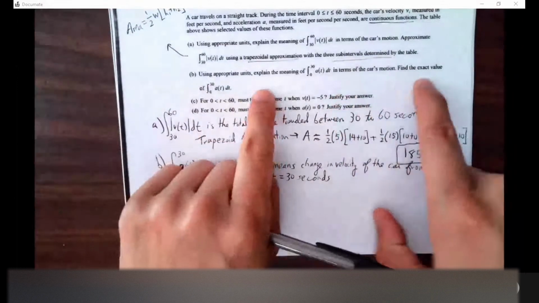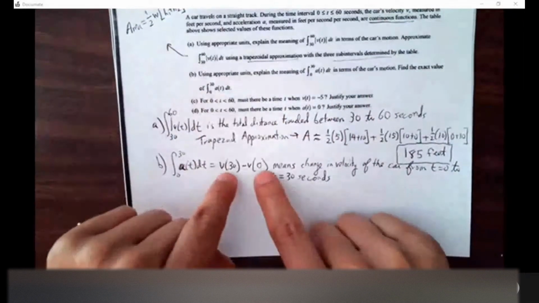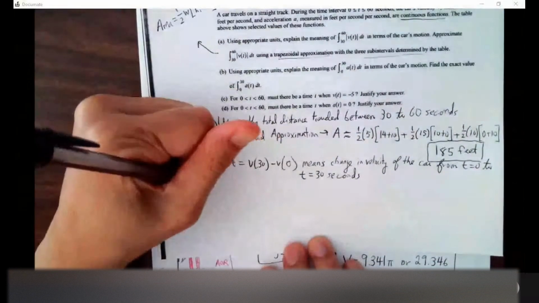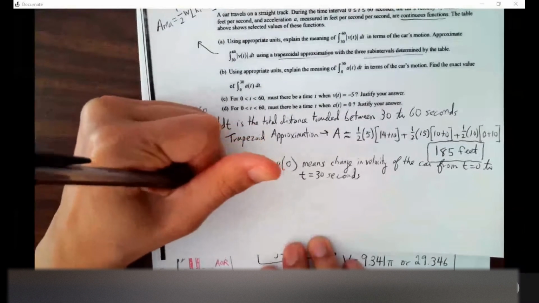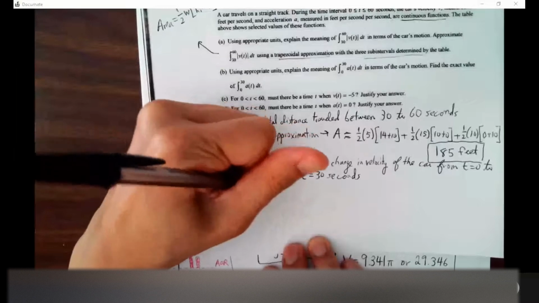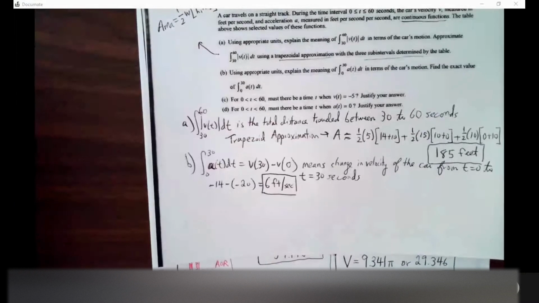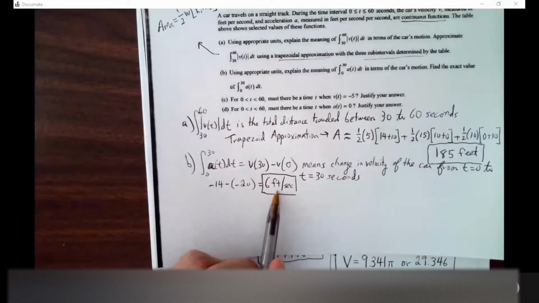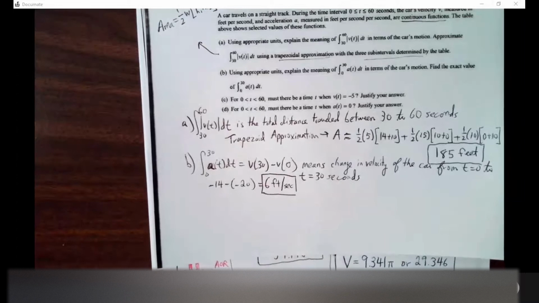Okay, so we're asked to find the exact value. Now that we're sitting at velocity, we can pull that information, right? Velocity at 30 seconds, velocity at 0 seconds. I'm just finding the difference between these two values. So that's basically positive 20 minus 14, which is 6. So we know that over these two time periods, the velocity is going to increase, a change of 6 feet per second between 0 to 30 seconds.